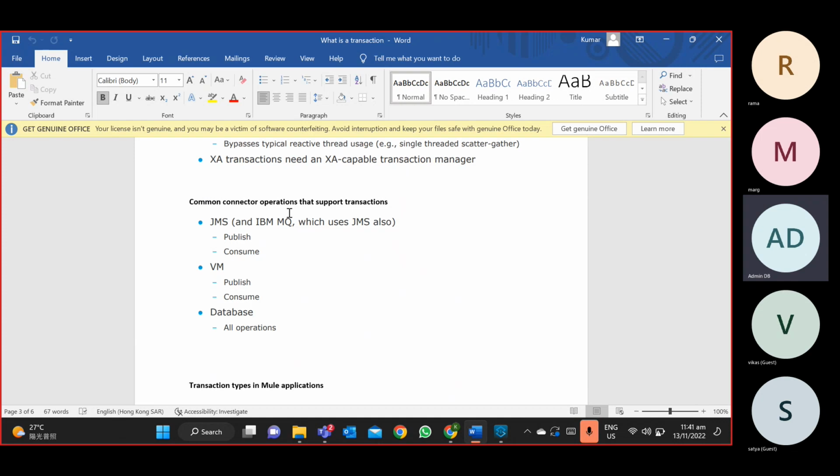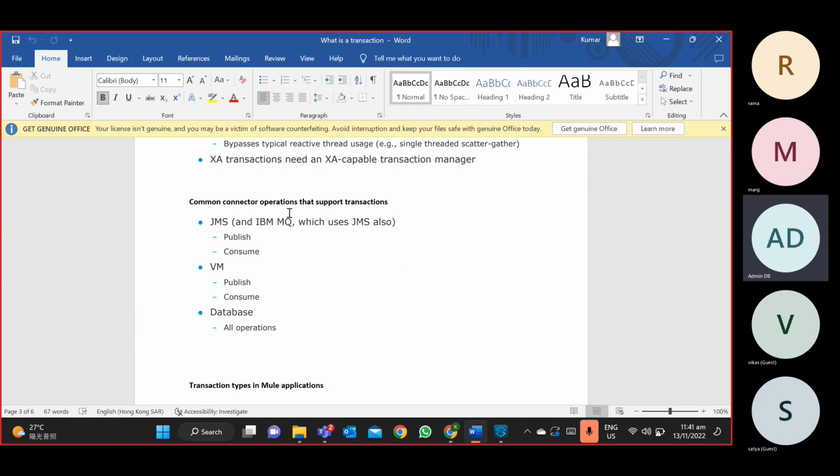Let's say we have only one insert operation. If that is failed, then no need to think about that. If it is failed, then we will do reprocessing. But if you have 2, 3 operations involved, two are successful and the third one fails, in that case, you need to think about this XA transaction.